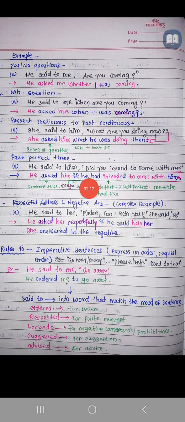He said to me, "Did you intend to come with me?" That means he asked you, did you intend? So how do you change it? He asked me if. Why use if here? If and whether are both the same, not wrong or right, but here we use if. He asked him if he had intended to come with him.